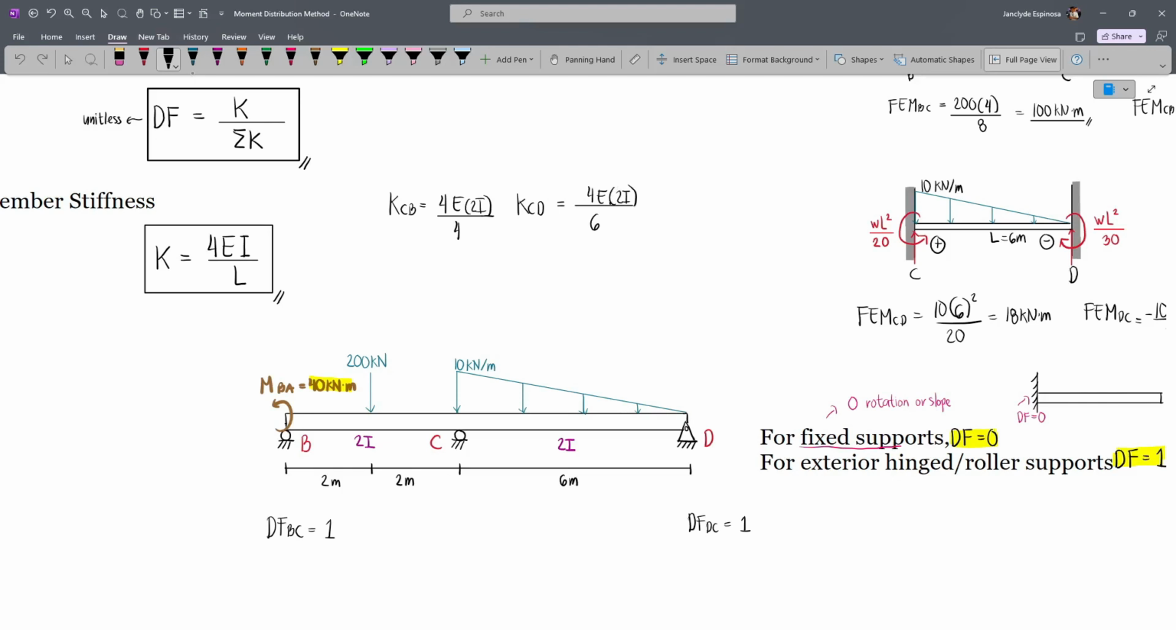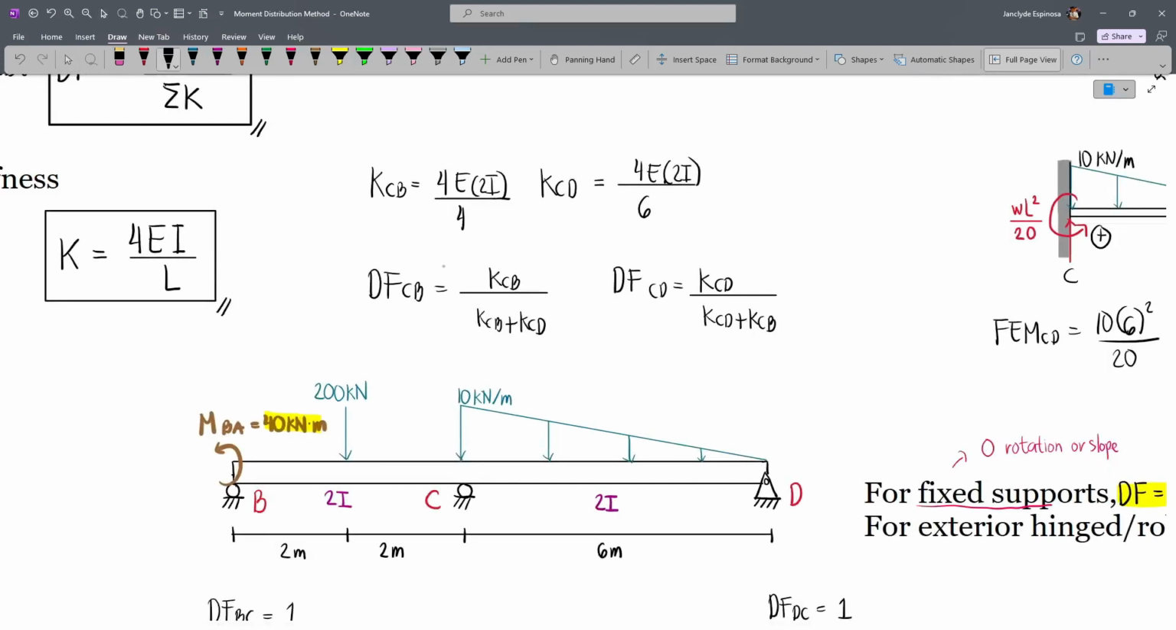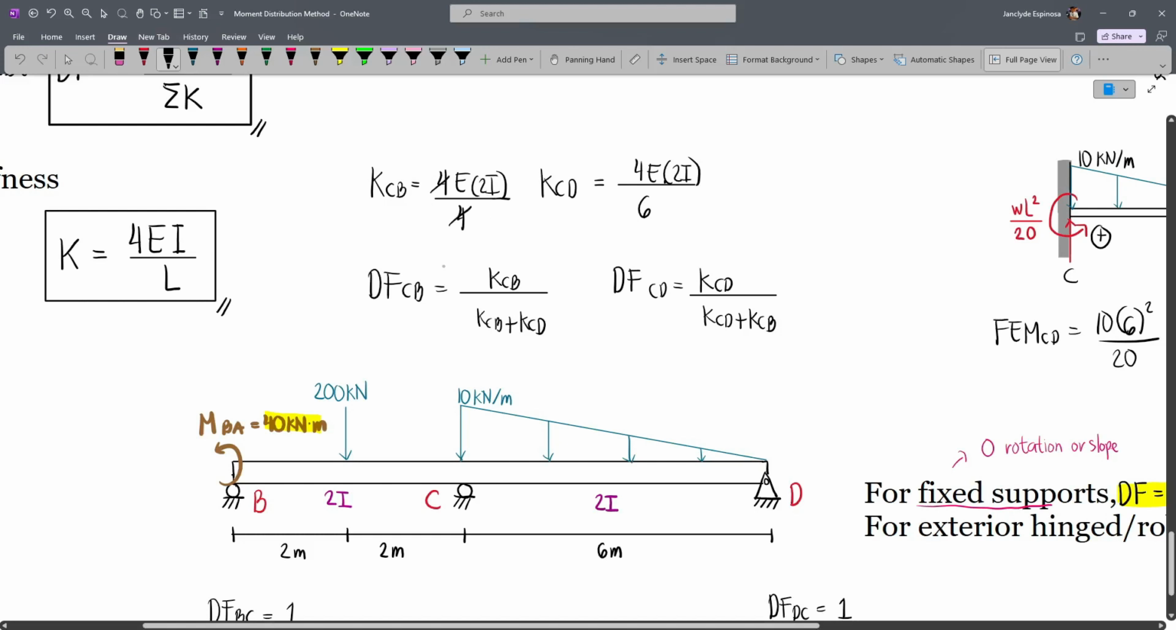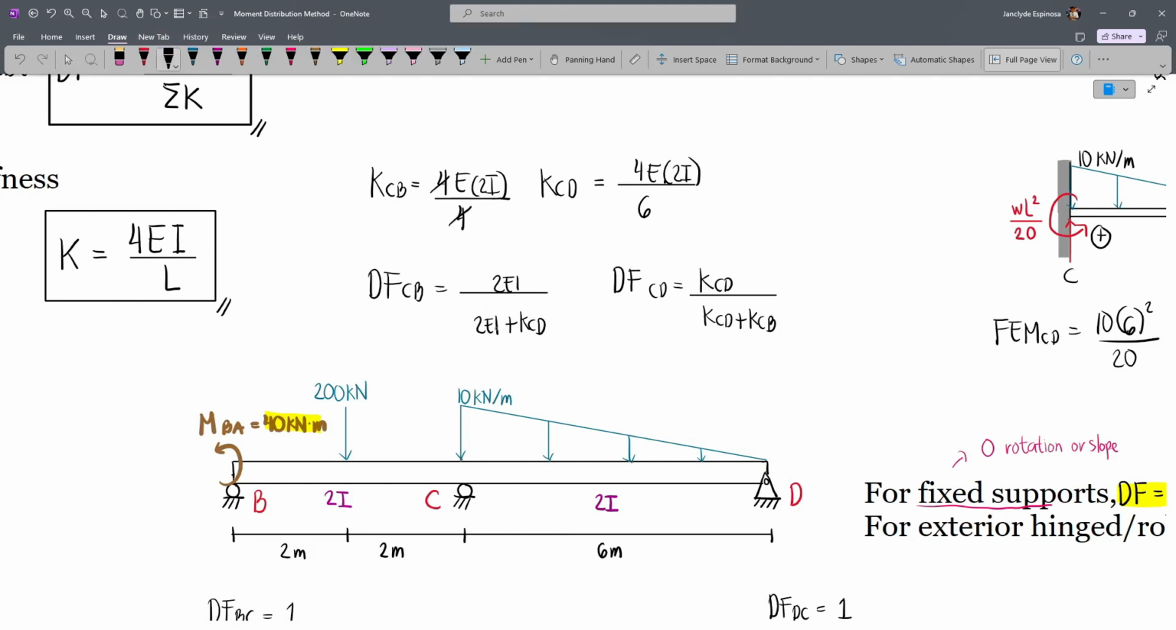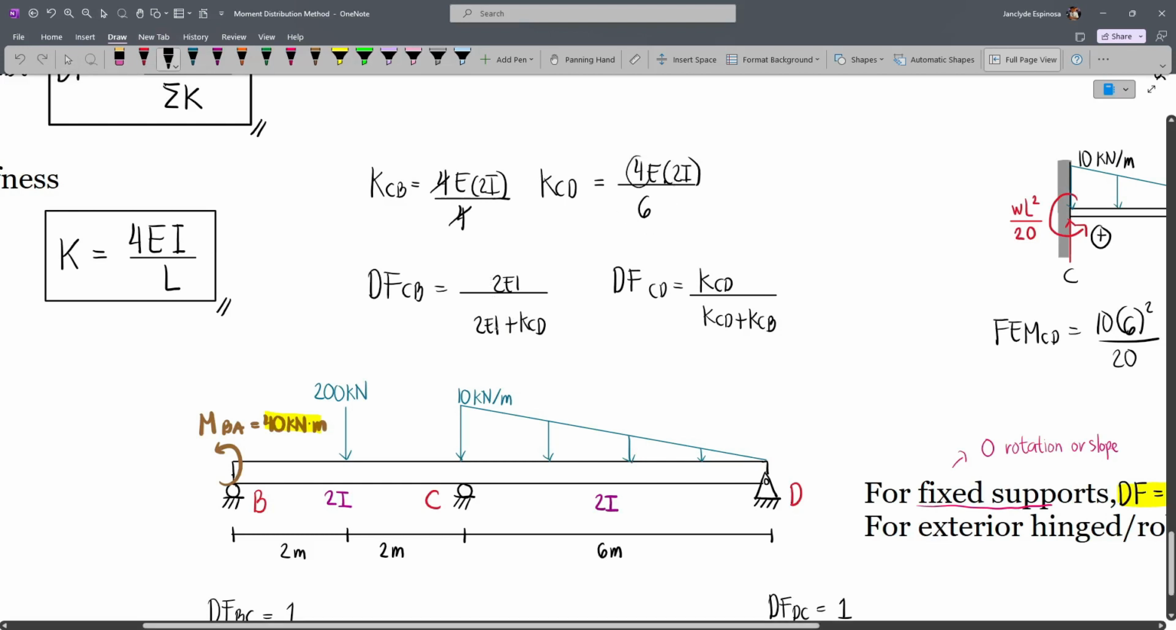Now first, let's compute DF of CB. DFCB will be KCB divided by KCB plus KCD, because this is the summation of K. And then our DFCD will be KCD divided by KCD plus KCB. Now for KCB, this will just cancel and then we have 2EI. And so this will be 2EI and also this one. And then for KCD, we have 4 times 2, that'll be 8. And then 8 divided by 6, that'll give us 4 thirds.